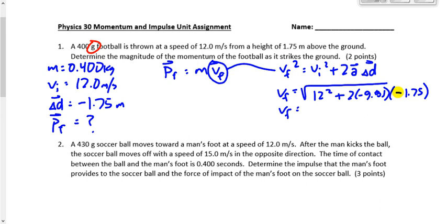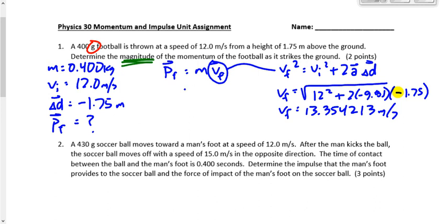Vf works out to be 13.3, 0.354213 meters per second. Which direction? We don't actually know which direction it's traveling. It may be straight down. It may be at an angle. It depends, to be honest, on what angle it was thrown at. If it was thrown straight up or straight down, then it's going to be moving straight down right now. If it was thrown at an angle, then it's going to be moving at an angle right now. But because we were only looking for the magnitude of the momentum, not the direction, that doesn't really matter.